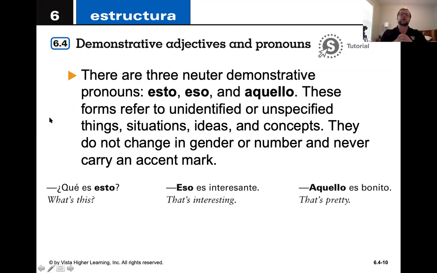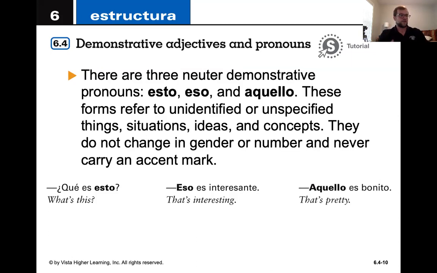Now, this is also important. We have 3 neuter demonstrative pronouns as well, and neuter essentially means without gender. These are used to refer to unidentified or unspecified things, situations, ideas, and concepts. They do not change in gender or number and never carry an accent mark. These are used because you might not know the gender of that noun. You might not know what something is. It's unidentified, unspecified. You're not putting a gender on anything.